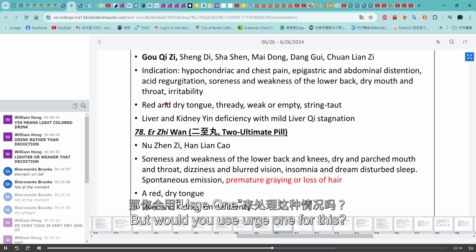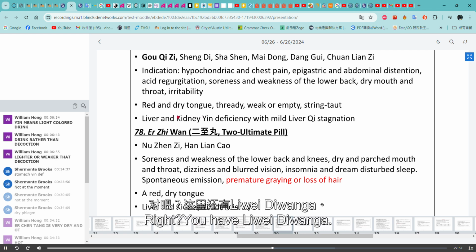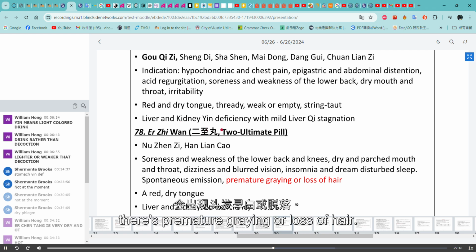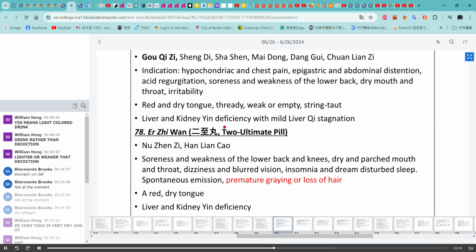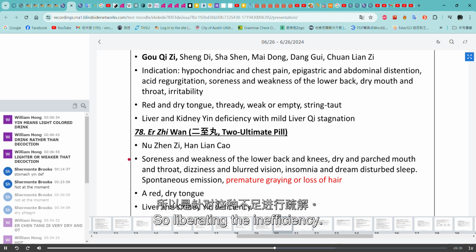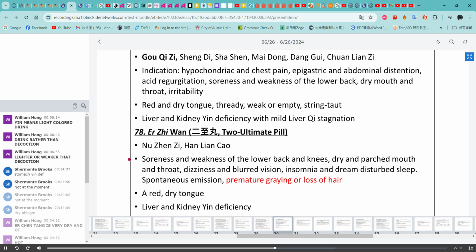But would you use 二至丸 for this? You have Liuwei Dihuang Wan, you have even Zuogui Wan, a lot of yin deficiency formulas. But specifically, if premature graying or loss of hair is in there, then your choice is 二至丸. The tongue is red and dry, right? So liver and kidney yin deficiency. Okay. Any questions so far?